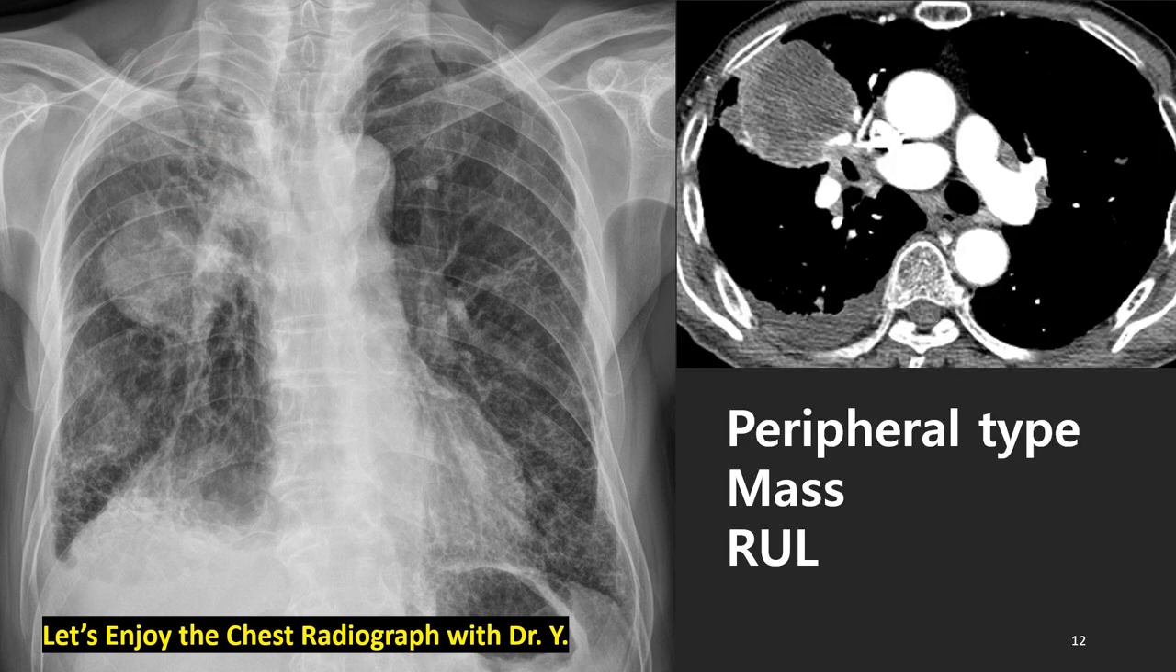This is contrast enhanced axial chest CT. Yes, we see the mass here. Many solid portions with low density, maybe necrotic or not. A 6 cm mass at the right upper lobe and right pleural effusion. This is the peripheral type of squamous cell carcinoma, represented as a mass at the right upper lobe.